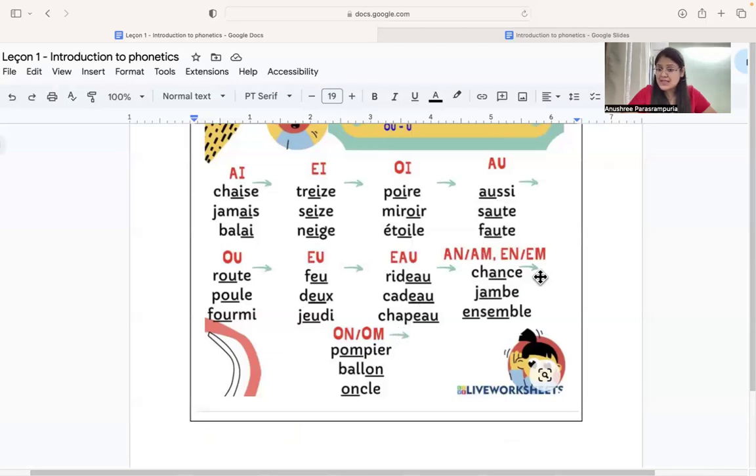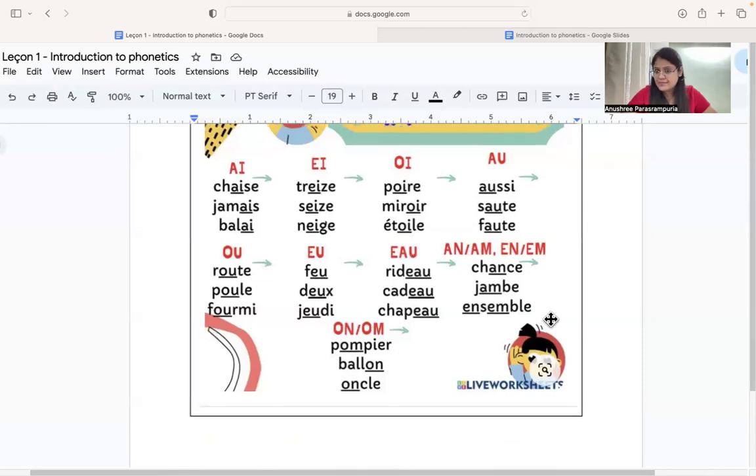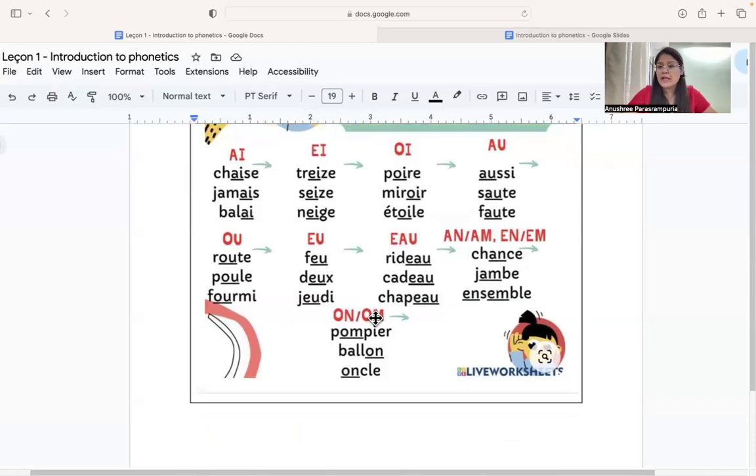We saw this: AN, AM, EN, EM, all of them have the O-like sound. Chance. However, this has a little M. Jambe. Ensemble. ON, OM, again the same sound. Pompier. Remember, ER is A, so pompier. Ballon. Oncle.